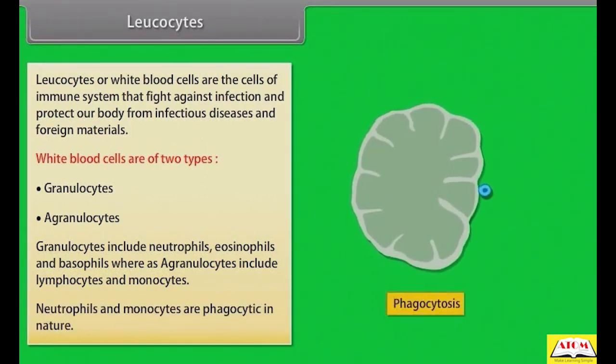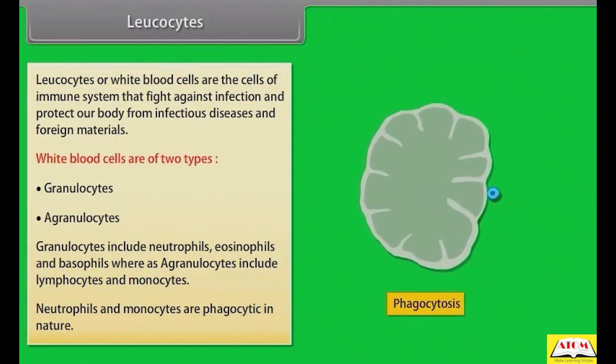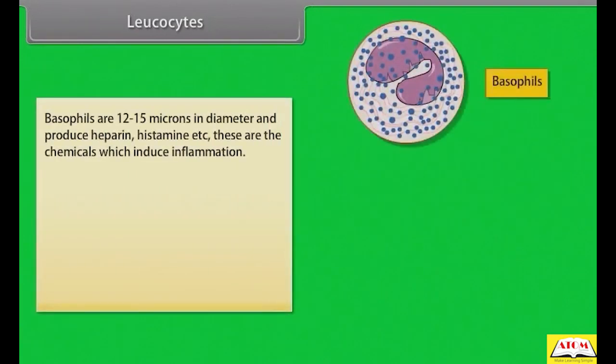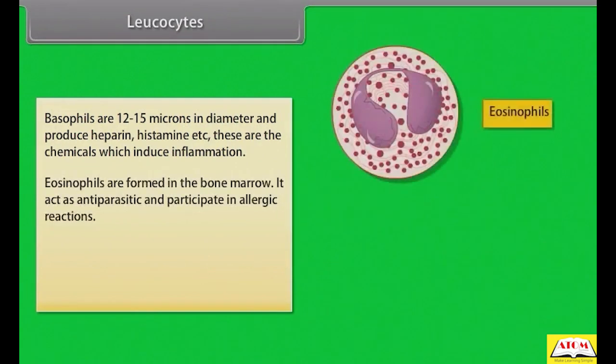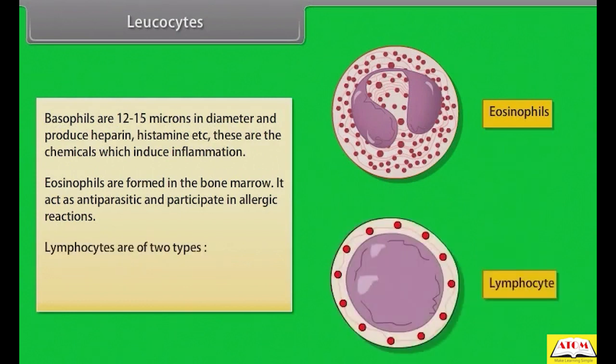Neutrophils and monocytes are phagocytic in nature. Basophils are 12 to 15 microns in diameter and produce heparin, histamine, etc. These are the chemicals which induce inflammation. Eosinophils are formed in the bone marrow. They act as anti-parasitic and participate in allergic reactions. Lymphocytes are of two types, B and T lymphocytes. They fight with diseases.